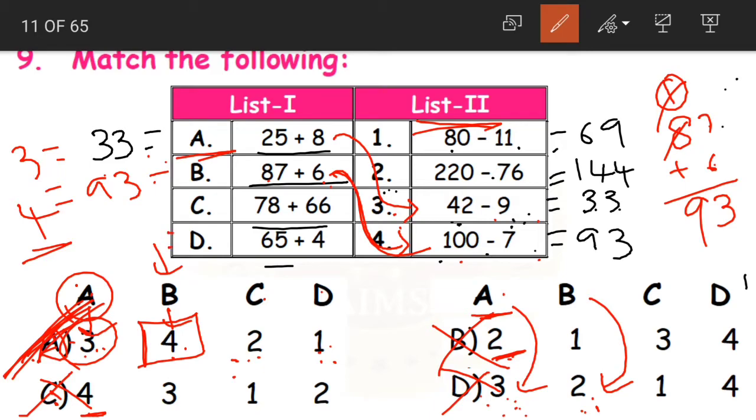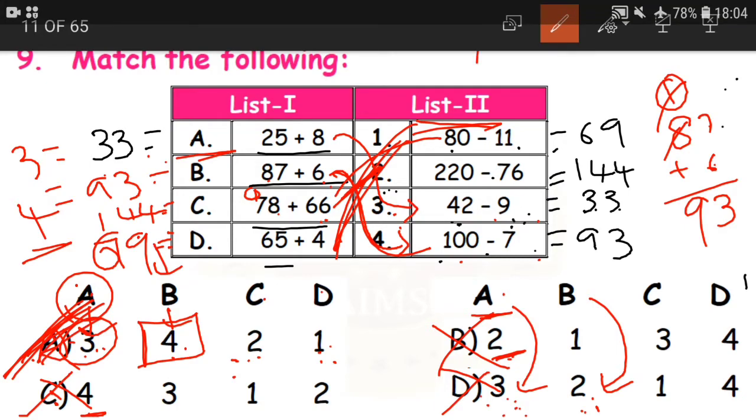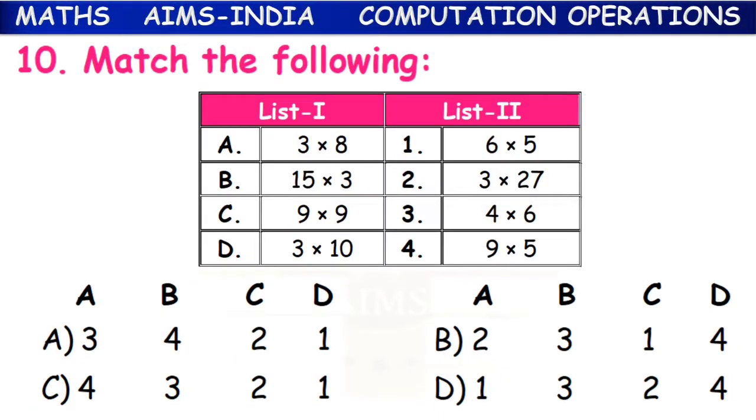If you want, you can even cross check, children. 8 plus 6 is 14. 4 here, 1 carried. Now 7 plus 6 plus 1 is 14. 144. That is equal to 2 here. Now 65 plus 4 is equal to 69. That is equal to option 1. Yes, C is equal to 2 and D is equal to 1. So option A is our correct answer here.